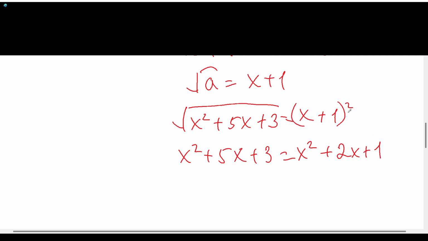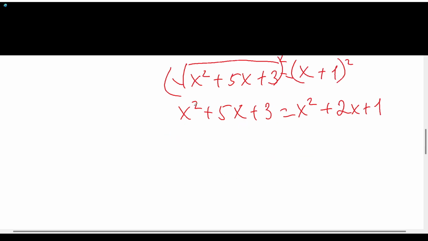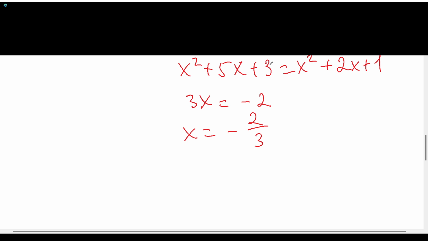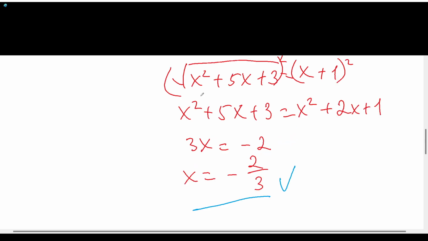And we can cancel these expressions, and we'll get 3x will be equal to minus 2, and x is equal to minus 2 over 3. If we plug into this expression, we'll get a positive number, and again a positive number here, so this can be our answer. This is true.